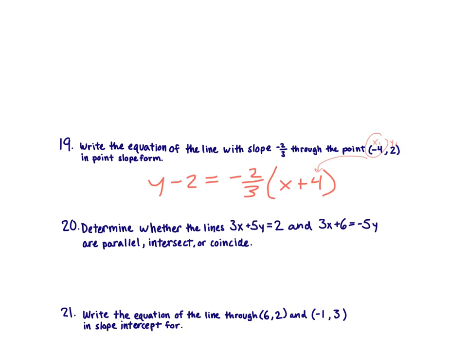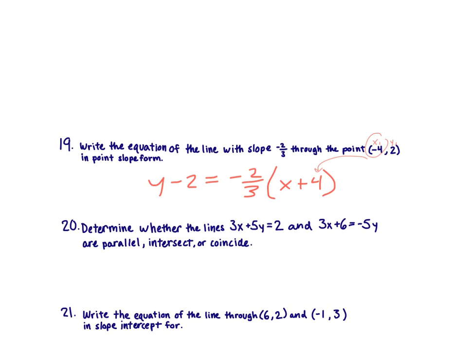Determine whether the lines 3x plus 5y equals 2 and 3x plus 6 is equal to negative 5y are parallel, intersect, or coincide. So when we have two lines and we're trying to determine if they're parallel, intersect, or coincide, we need to put the two lines in slope-intercept form.